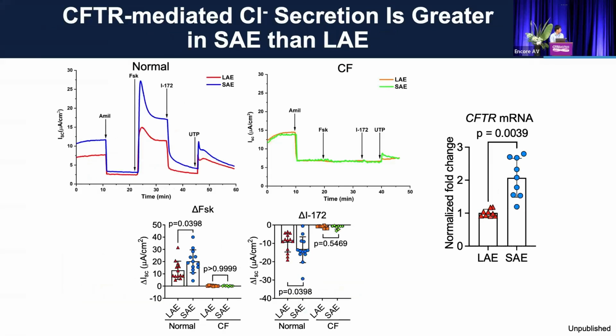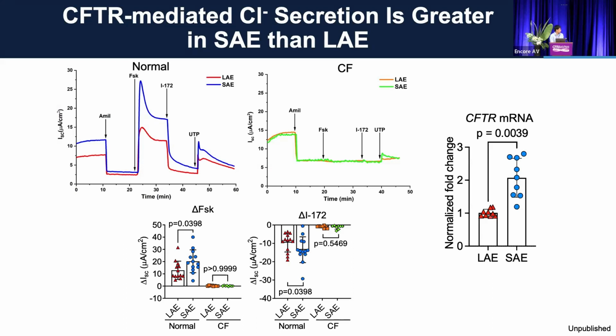Next we looked at CFTR function between large and small airway cultures. We performed more than 10 cell donors, with duplicates per each donor. The small airway culture shows about 2-fold higher CFTR function, and this correlates with CFTR mRNA expression. So this data suggests that the greater dilution observed in small airway apical mucus may be associated with higher CFTR function in the small airway cultures.